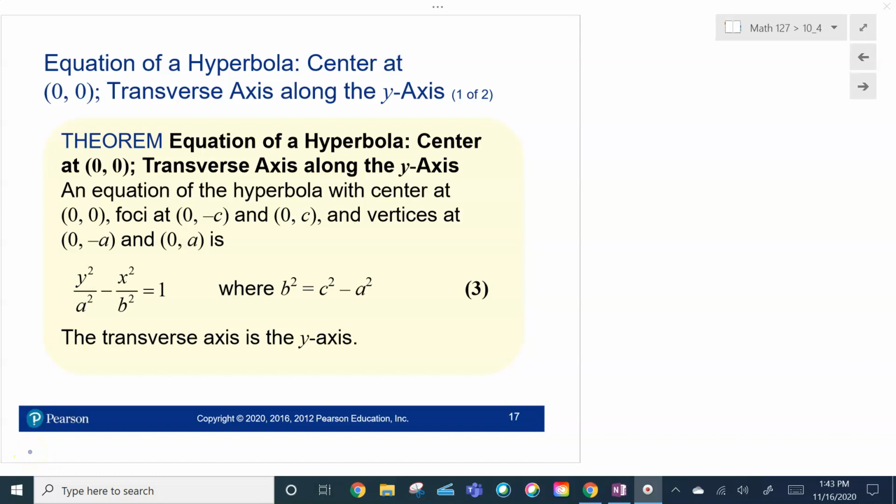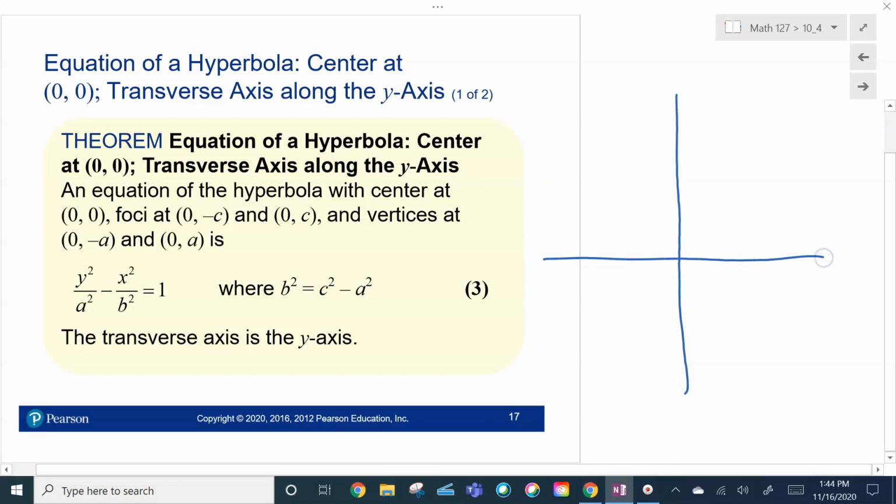Alright, so last time we talked about hyperbolas with the center at the origin, but the transverse axis was along the x-axis. Now we're going to have that transverse axis along the y-axis. Okay, so we'll have the equation. Notice now the y squared is first. The a squared still stays there at the beginning, but the y squared is first. So y squared over a squared minus x squared over b squared equals 1.